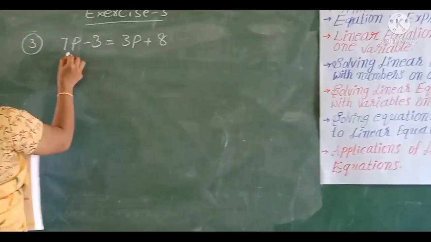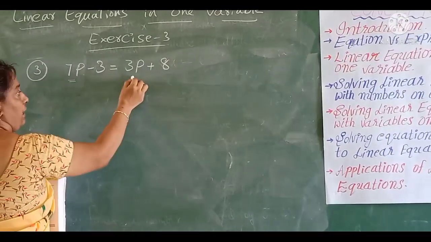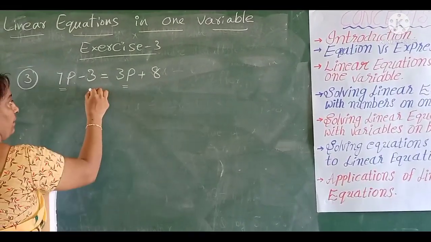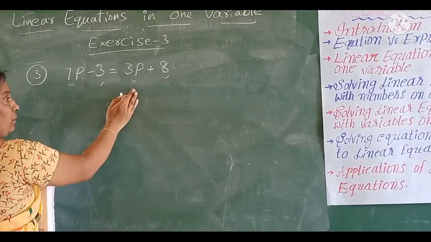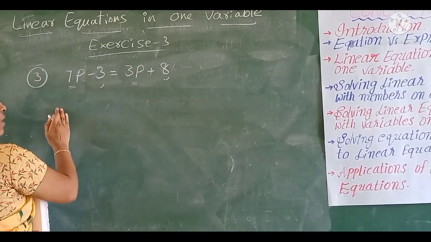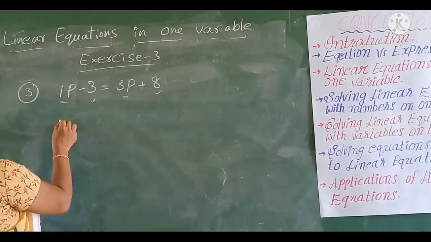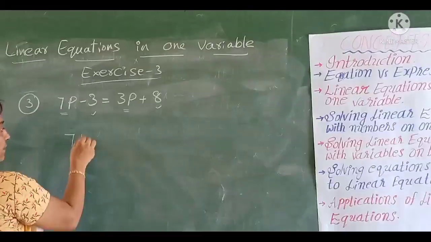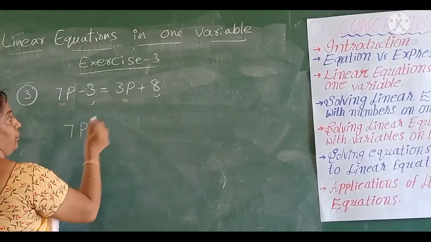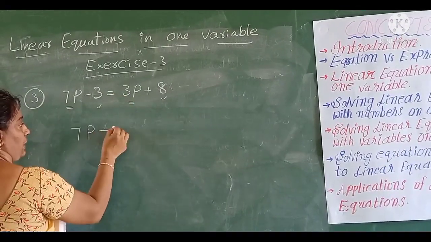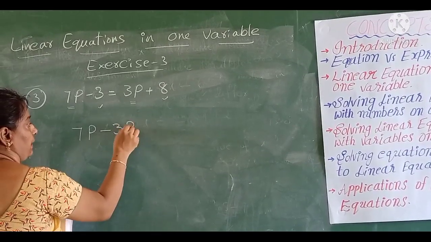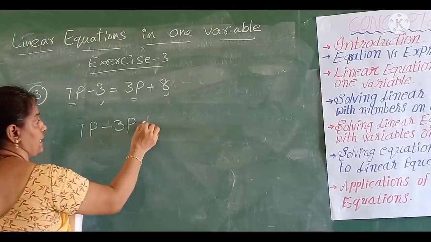So what are the variables here? 7p and 3p. What are the constants here? Minus 3 and plus 8. So we have to move all variables to the left hand side. On the left hand side, 7p is already there, and moving 3p to the left side, it is a positive number, so it will become negative: 7p minus 3p is equal to.